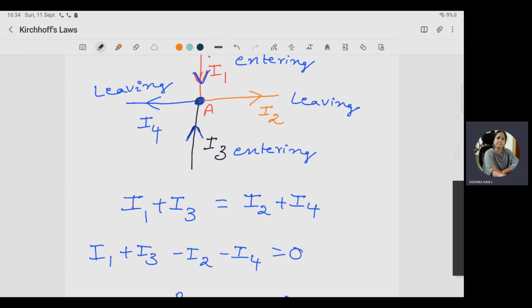So in next class, we learn how to apply KVL, Kirchhoff's voltage law, for an electronic circuit.